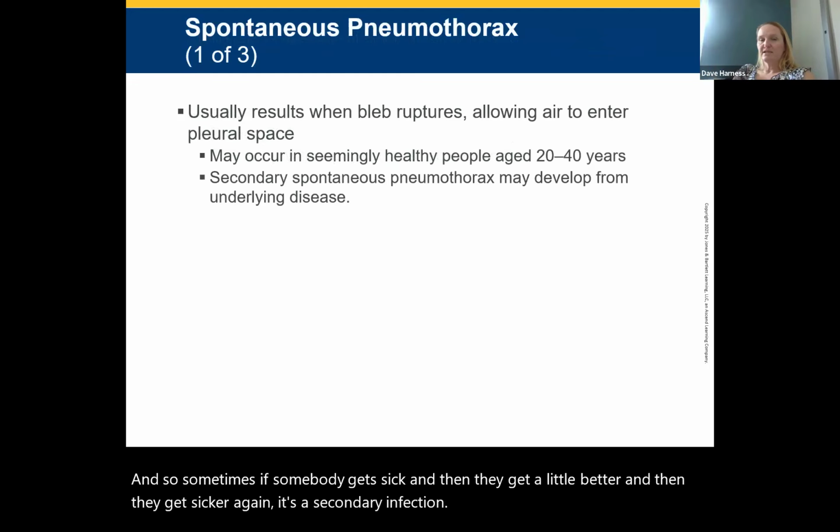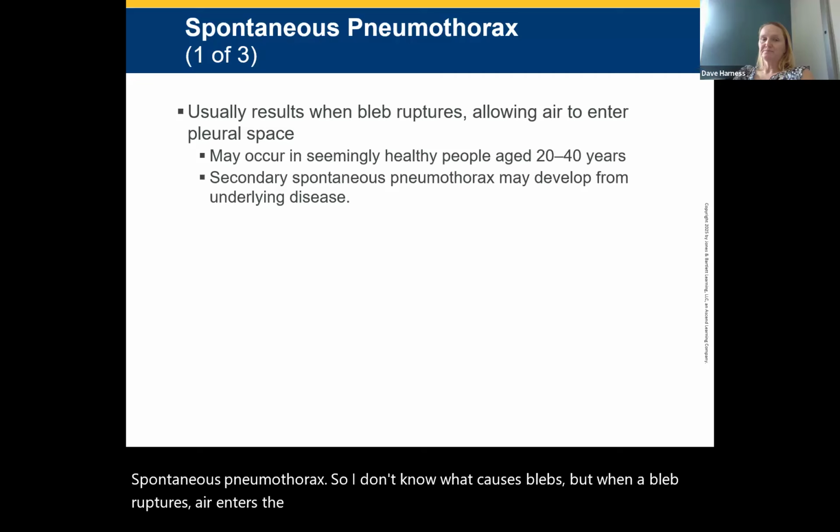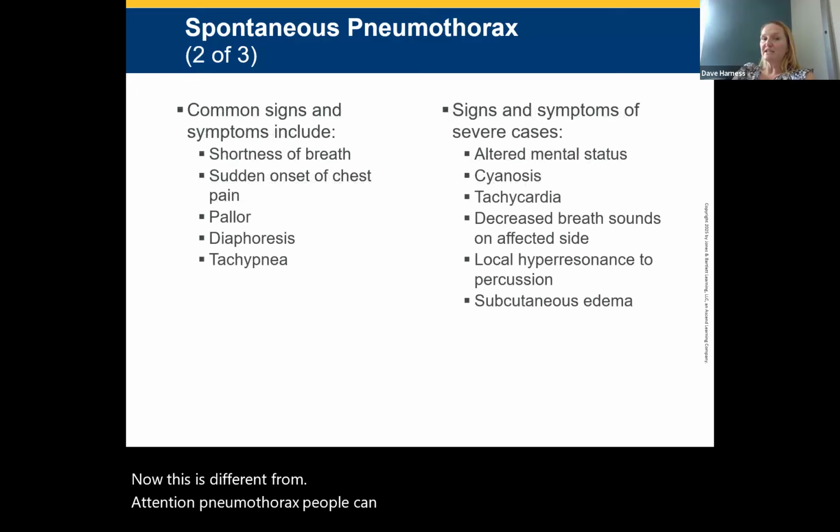Spontaneous pneumothorax. I don't know what causes blebs, but when a bleb ruptures, air enters the pleural space. They can also happen spontaneously. Now, this is different from a tension pneumothorax. People can just have part of their lung be collapsed.